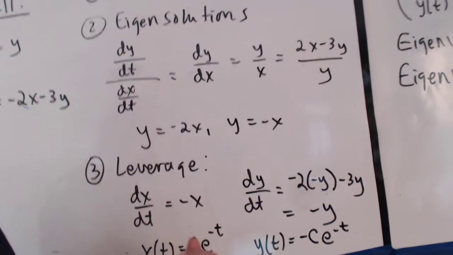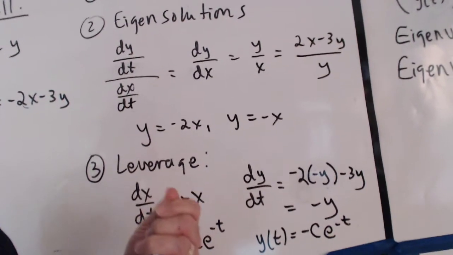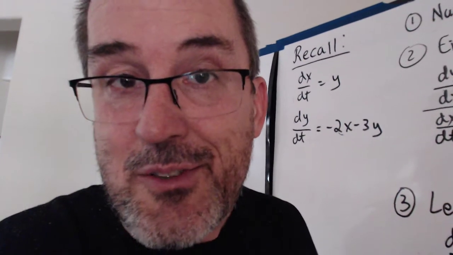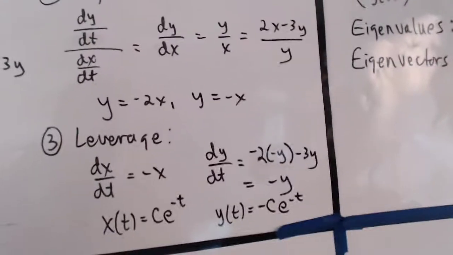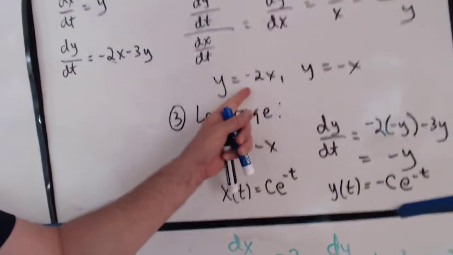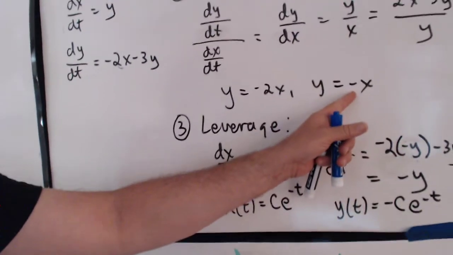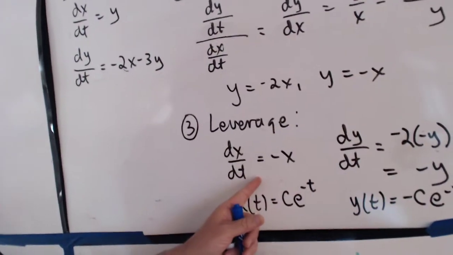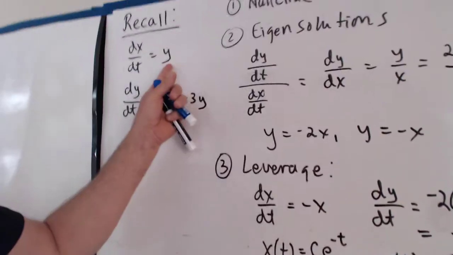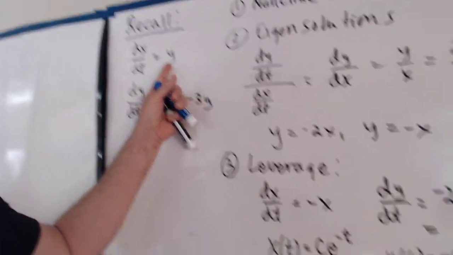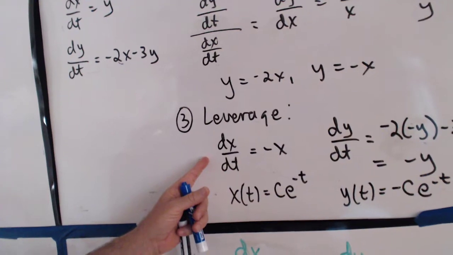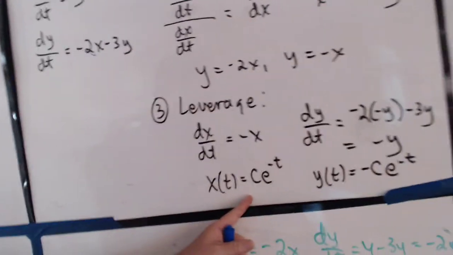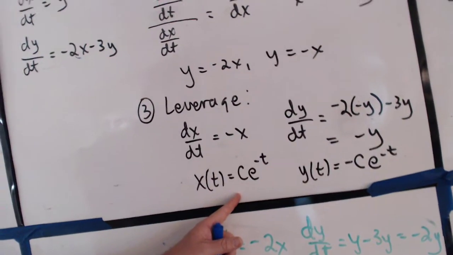But the cool thing is, look, if you can find solutions on those lines, you can find all the solutions. Isn't that awesome? And so the way we did it was start with one line at a time. I did y equals negative x first. So dx/dt is equal to negative x, because look, y is equal to negative x. So dx/dt is equal to y, which is negative x. And we're able to separate, integrate, and solve.